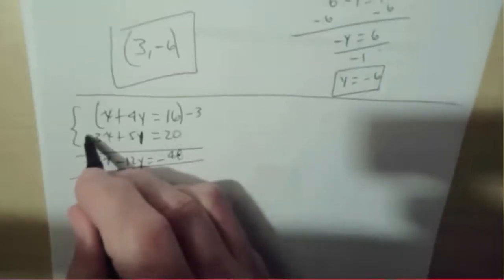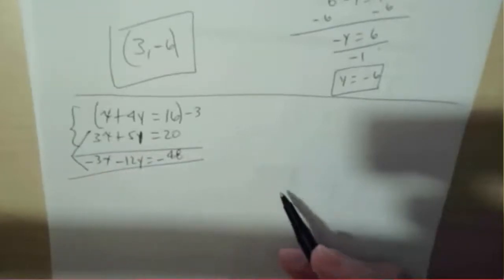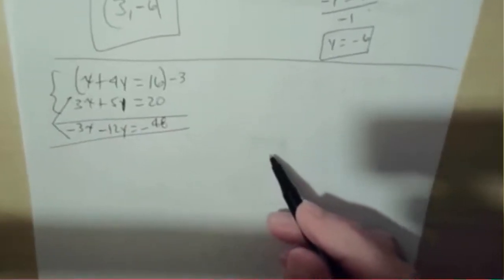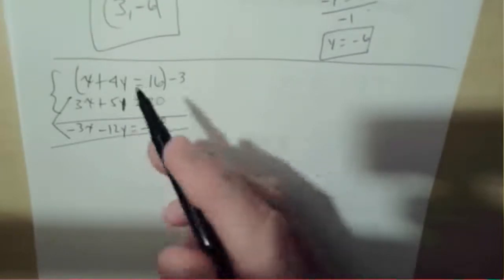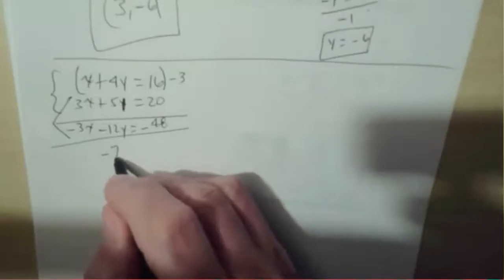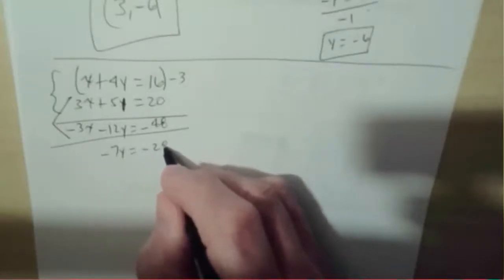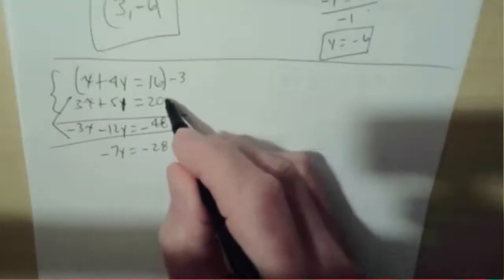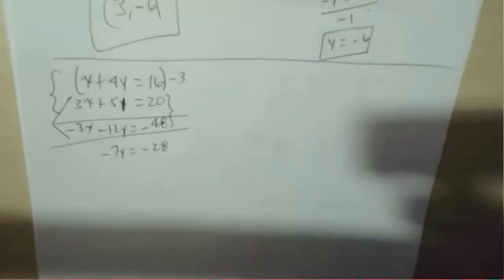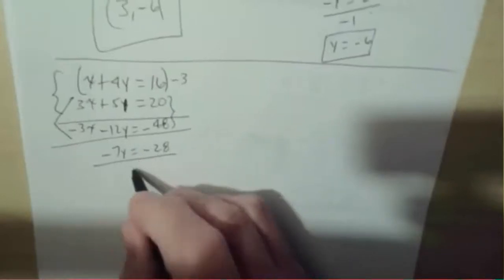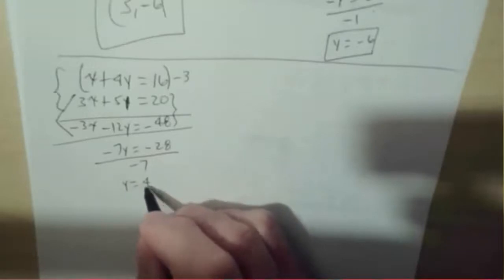Now we're going to add these two together. 3x minus 3x is 0, right? And 5y minus 12y is negative 7y equals negative 28. Again, we're adding these two equations together. Divide by negative 7, so we get y equals 4.